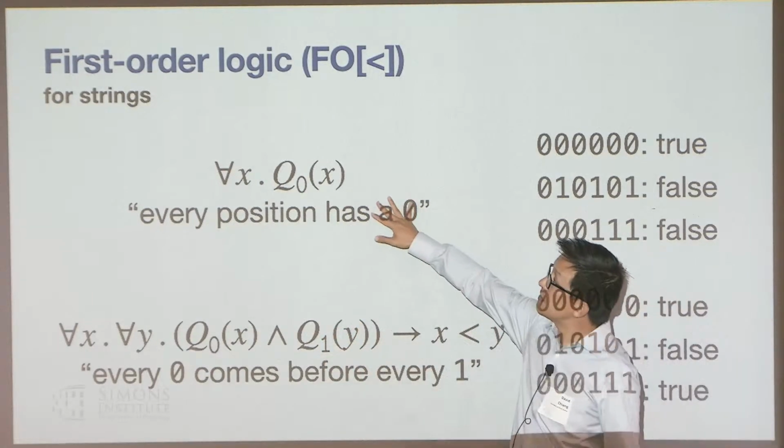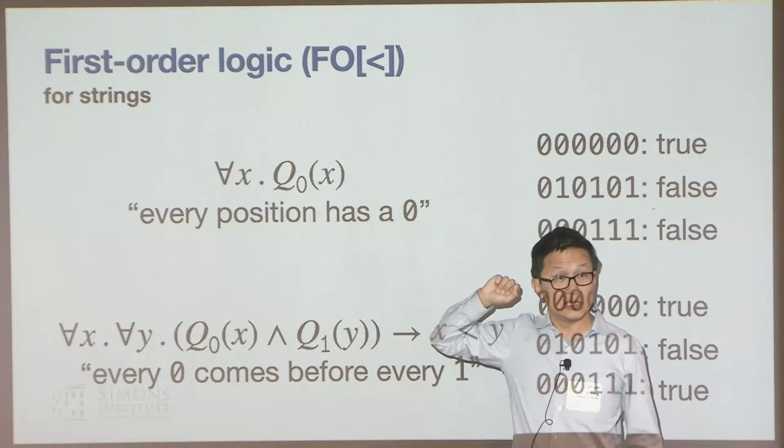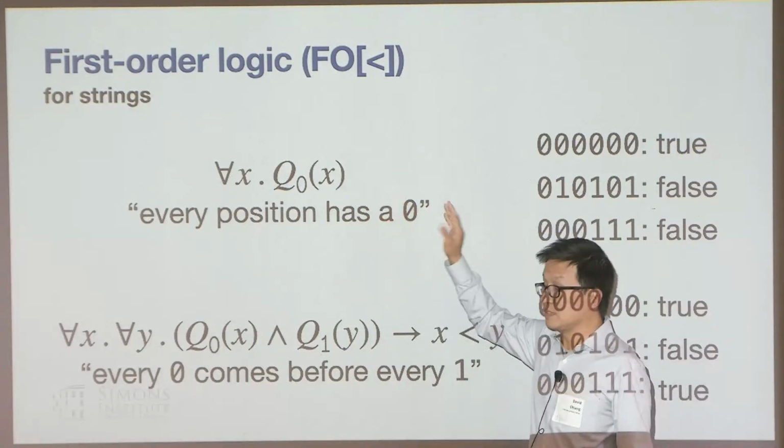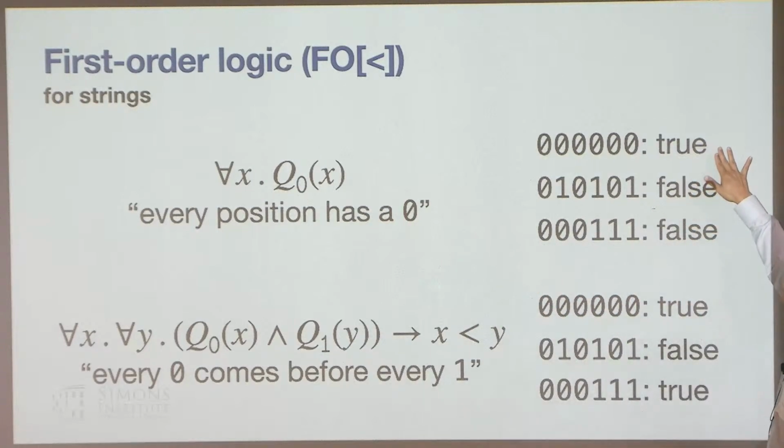So this formula says for all positions, the symbol at that position is 0. So as a regular expression, this would be 0 star. This is a language of strings that contain all zeros. So the formula would be true for this string, false for these strings.